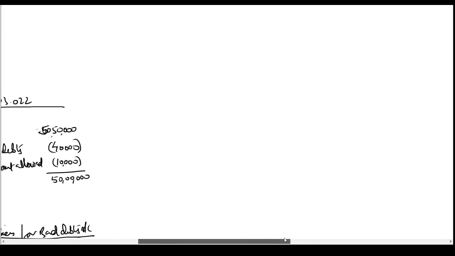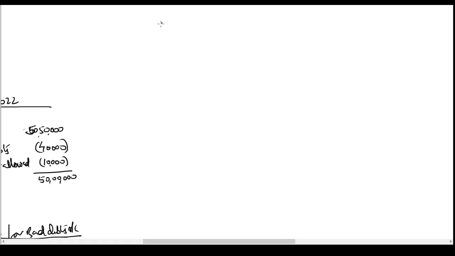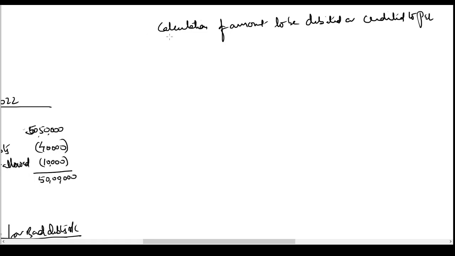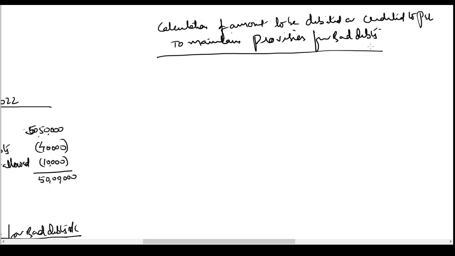So let us do a working note now. Calculation of amount to be debited or credited to P&L to maintain provision for bad debts. So I want to know what is the amount to be debited or credited to the P&L account to maintain provision for bad debts. Now what is the debtors amount we are getting? We are having a debtors balance of 50 lakh.